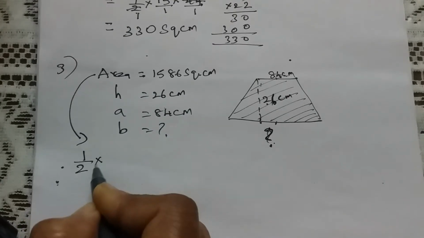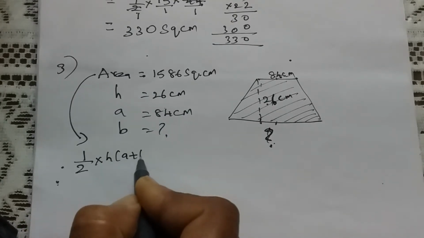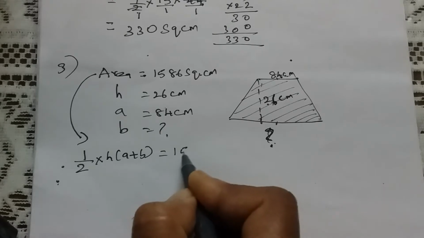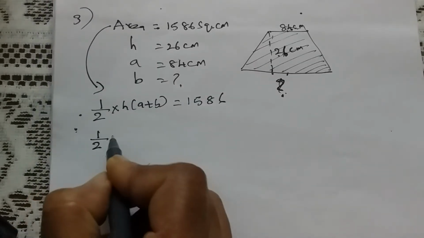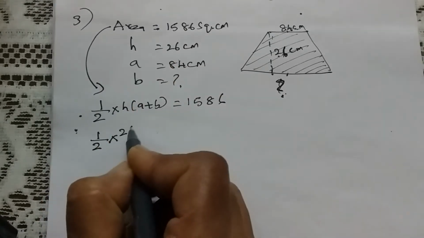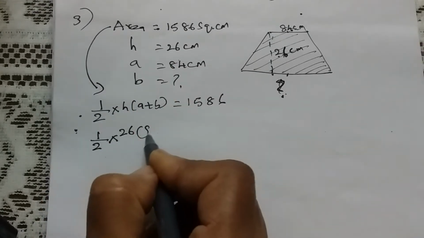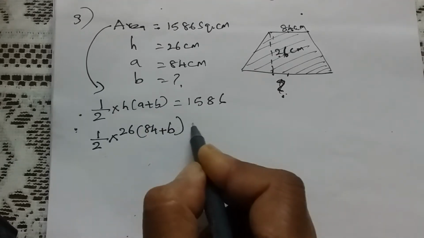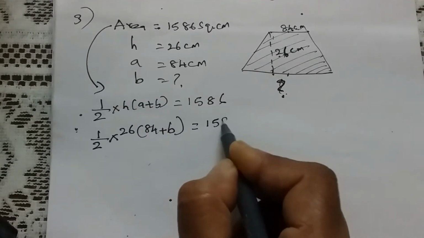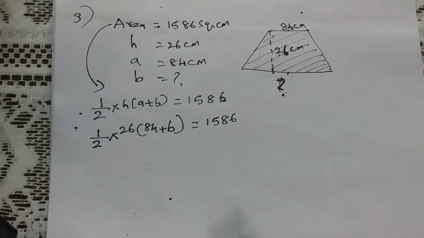Now let us write the formula for area of the trapezium. What is it? Half into h into a plus b is equal to 1586. Now substitute the values whatever we have. What is h? h is 26. What is a? a is 84. Do you know b? b is a question mark. We don't know. Write b as it is, and the right hand side as it is, 1586.